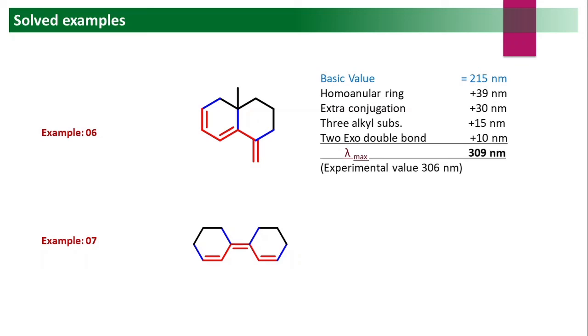Suppose this is the system. Again, this is a diene. So this is a heteroannular diene. So suppose this is the basic diene. For each basic diene, you have to add 215 nanometer. Now this third double bond is in conjugation. It means that there is an extra conjugation system. So for each extra conjugation, we have to add 30 nanometer. How many substituents?